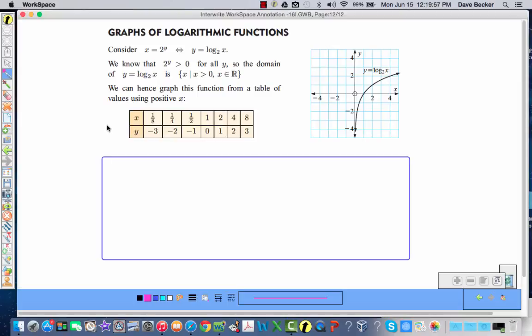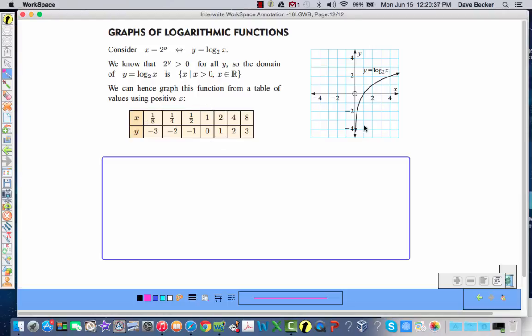Final thing, graphs of logarithmic functions. So if I consider x equal to 2 to the y, that is only true if y equals log base 2 of x. And we know that 2 to the y is greater than 0 for all y. Think about that. There is no value of y that is going to give you a negative number. It's just not possible. And we talked about that in the previous video. So we know that the domain is all reals greater than 0. It also can't be equal to 0. So that's why it's not greater than or equal to.